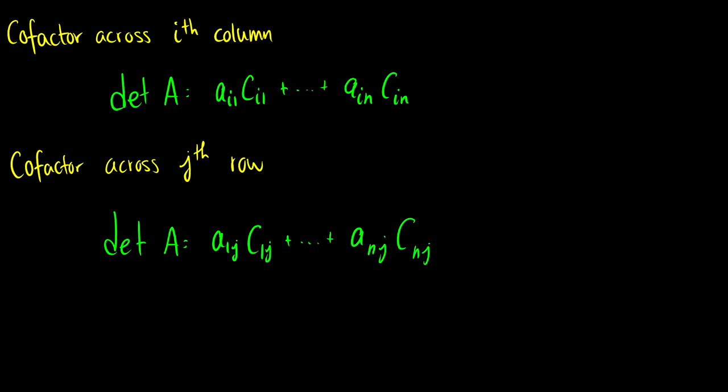So now we can do cofactor expansion to find the determinant along the ith row, where we hold the ith row constant, or across the jth column, where we hold the jth column constant. So now we can do cofactor expansion wherever we want.